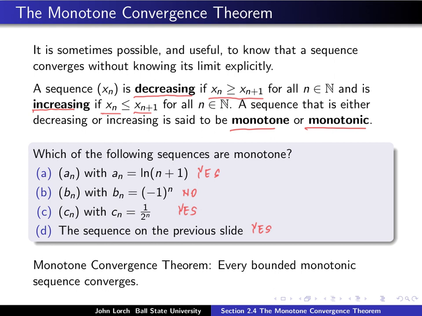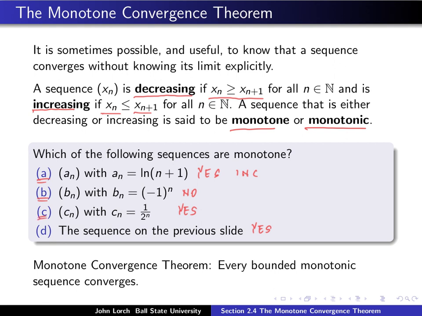Okay, so how did we come to those conclusions? Well, in part A, if you look at the terms of this sequence, remember the natural log function is an increasing function, and so this is a monotonic increasing sequence. Part B, the terms are just bouncing back and forth between -1 and 1, so they're not steadily getting larger or steadily getting smaller or anything like that. They're just bouncing back and forth.